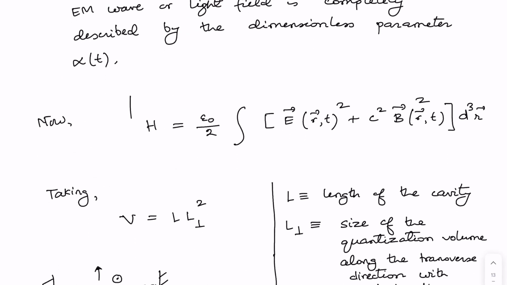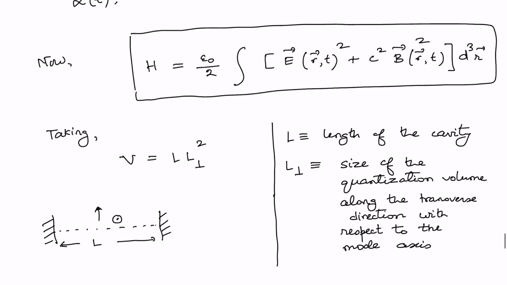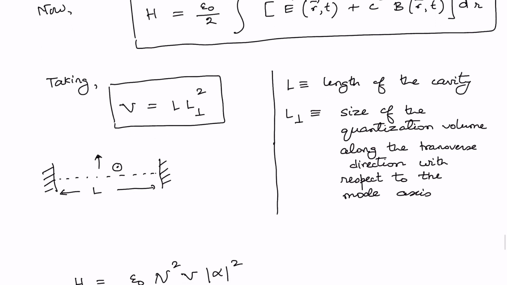Now next we find the Hamiltonian of the electromagnetic field. While we do the calculations to work out this Hamiltonian, we consider the quantization volume to be of this form, L times L perpendicular squared. Here L means the length of the cavity along the mode axis. You see this is the mode axis along the z direction, and perpendicular to it the transverse direction is along this one, and another one is perpendicular to the page. Suppose we imagine a quantization volume like that.